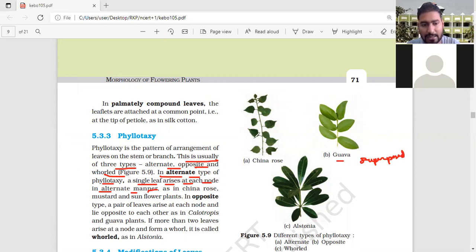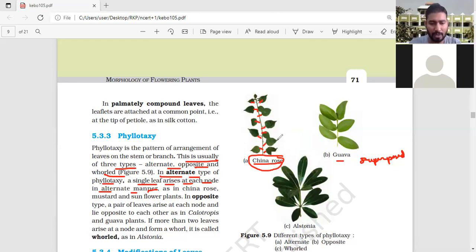Okay. And this represents the China rose. China rose means one here, one here, one here, one here, then one, then one, then one. Means one by one, alternate manner. China rose is the example of alternate manner. Another is guava, I told, there is one more, decussate type, Calotropis procera. They form like that. In this way, in this way, in this way. That is the decussate type.